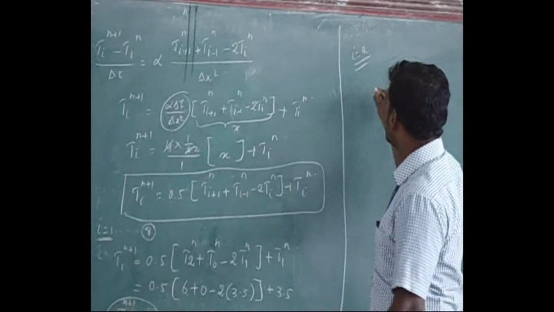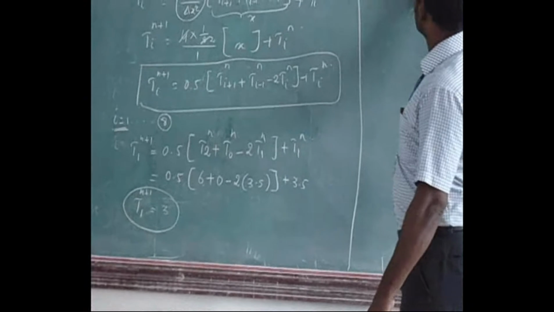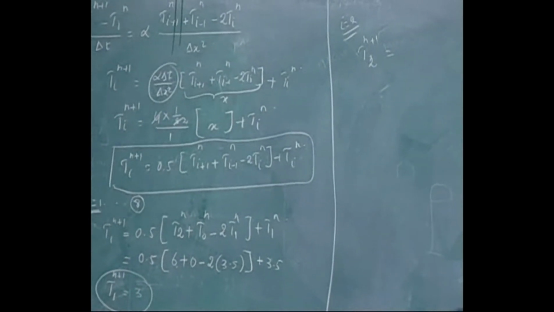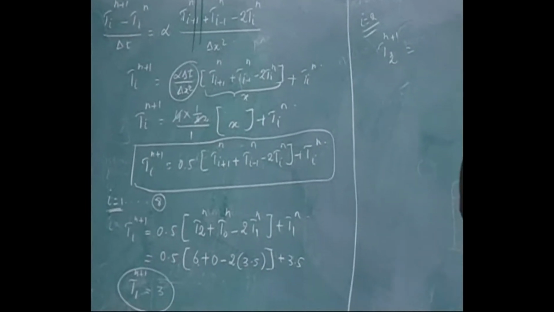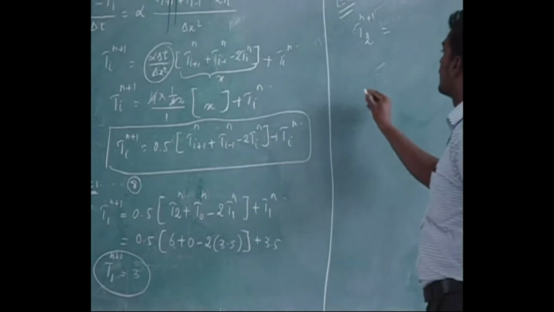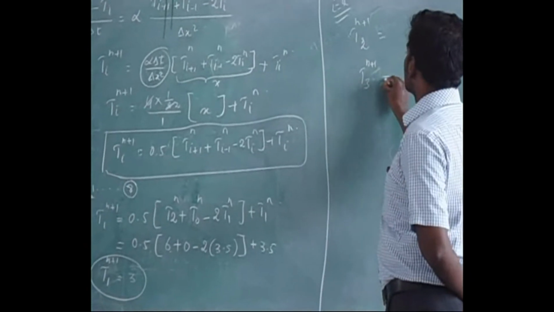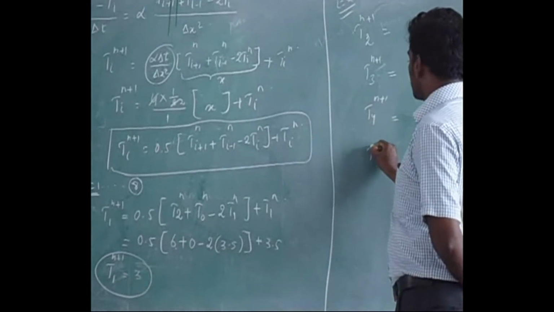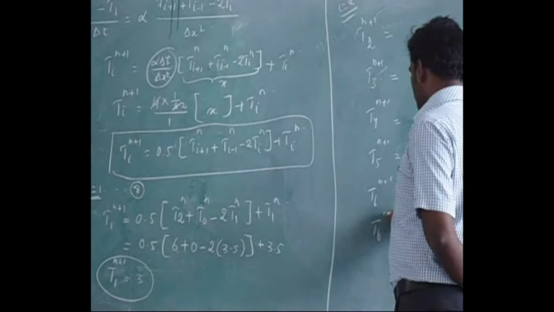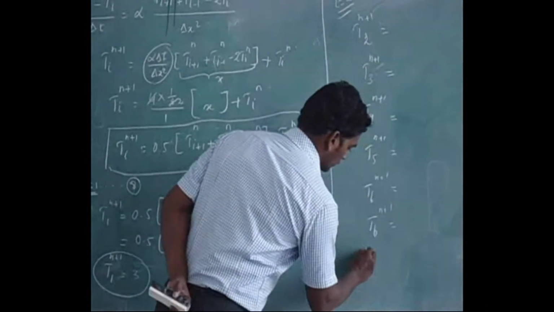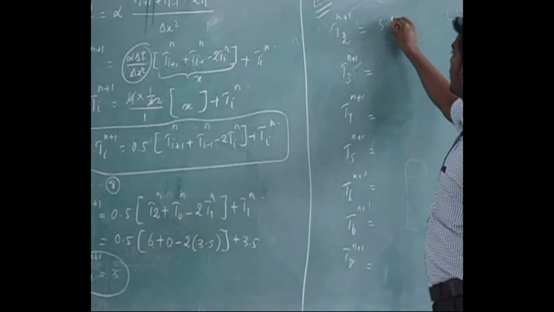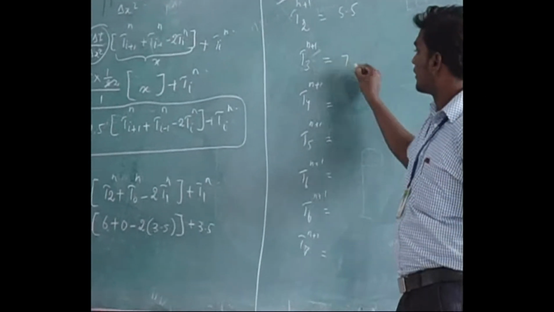Substitute i equal to 2 in this equation, you will get T2 power n plus 1. Now substitute and tell me the answer. Likewise, T3 power n plus 1, T4 power n plus 1, T5 power n plus 1, T6 power n plus 1. Now tell me: 5.5 degree centigrade, T3, 7.